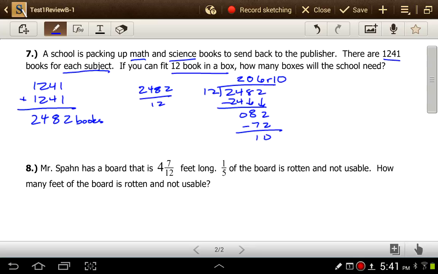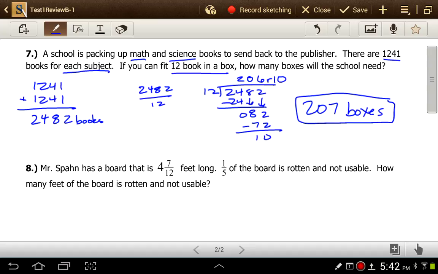Now, how many boxes do I need? Well, I can't buy 206 remainder 10 boxes, so I have to buy 207 boxes. I have to round this up because I have to make sure the last box will not be jam-packed with books. There'll only be 10 books in there, but I need to get that box anyways.